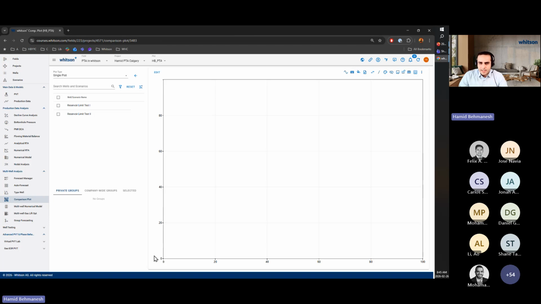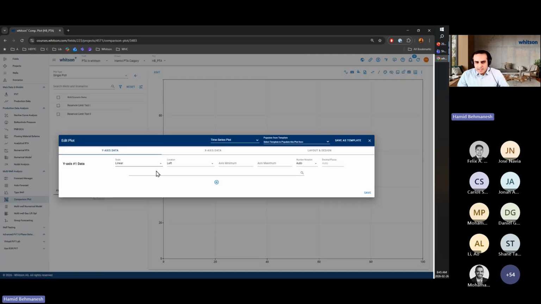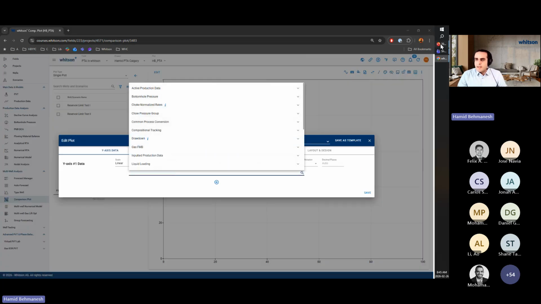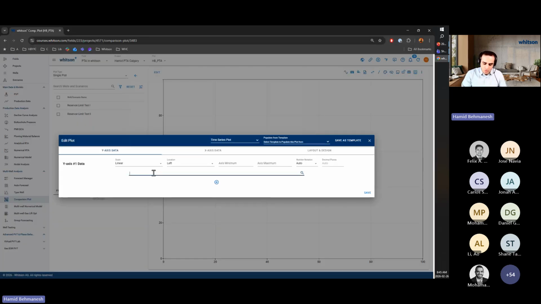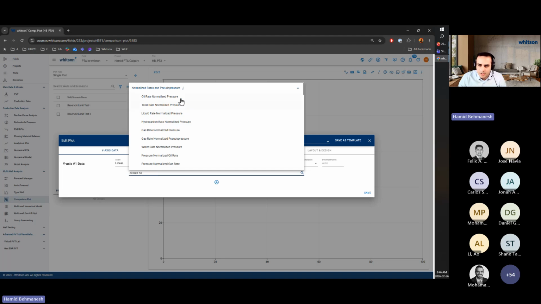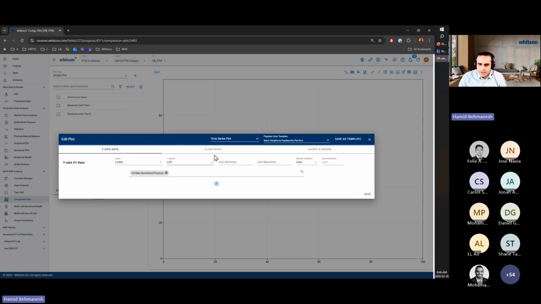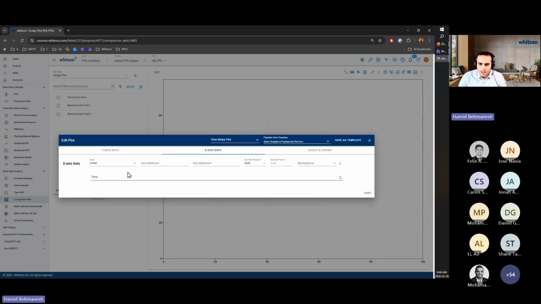Once you do that, this is a blank plot page that we see. Now we're going to add our properties here. If we click on edit, on the y-axis, simply type oil rate normalized pressure. Simply type oil normalized pressure; it's the first one here. And on the x-axis, this is time, make the scale a logarithmic scale. Once you do that, simply click on save.